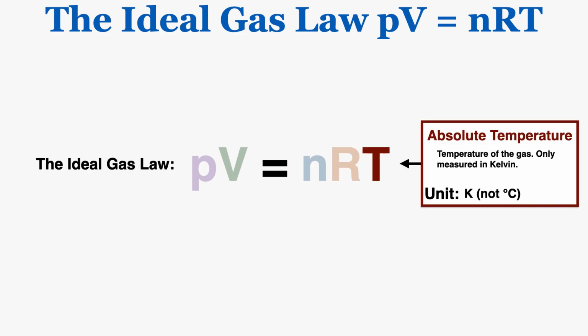The last variable to worry about is capital T, which is the absolute temperature. It's not just the temperature. We call it the absolute temperature because it's only measured in Kelvin, not degrees Celsius or Fahrenheit.